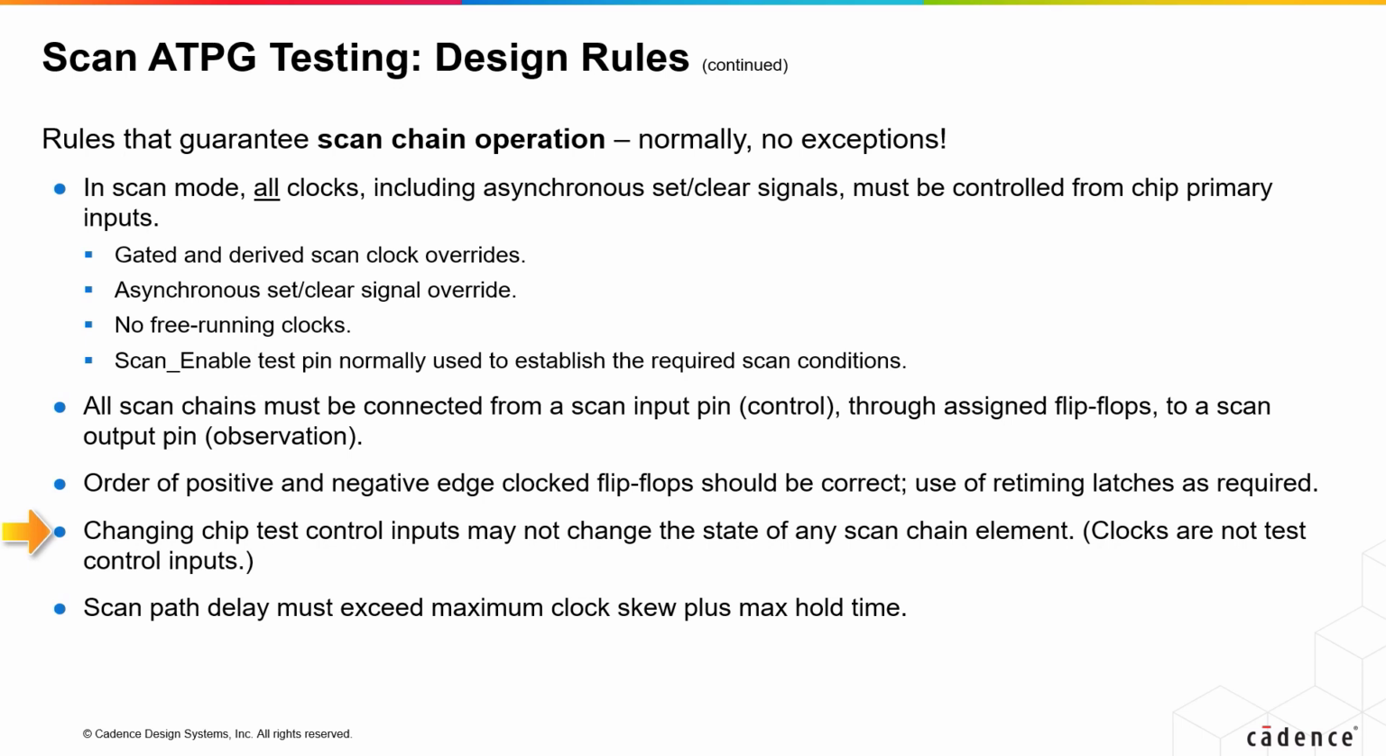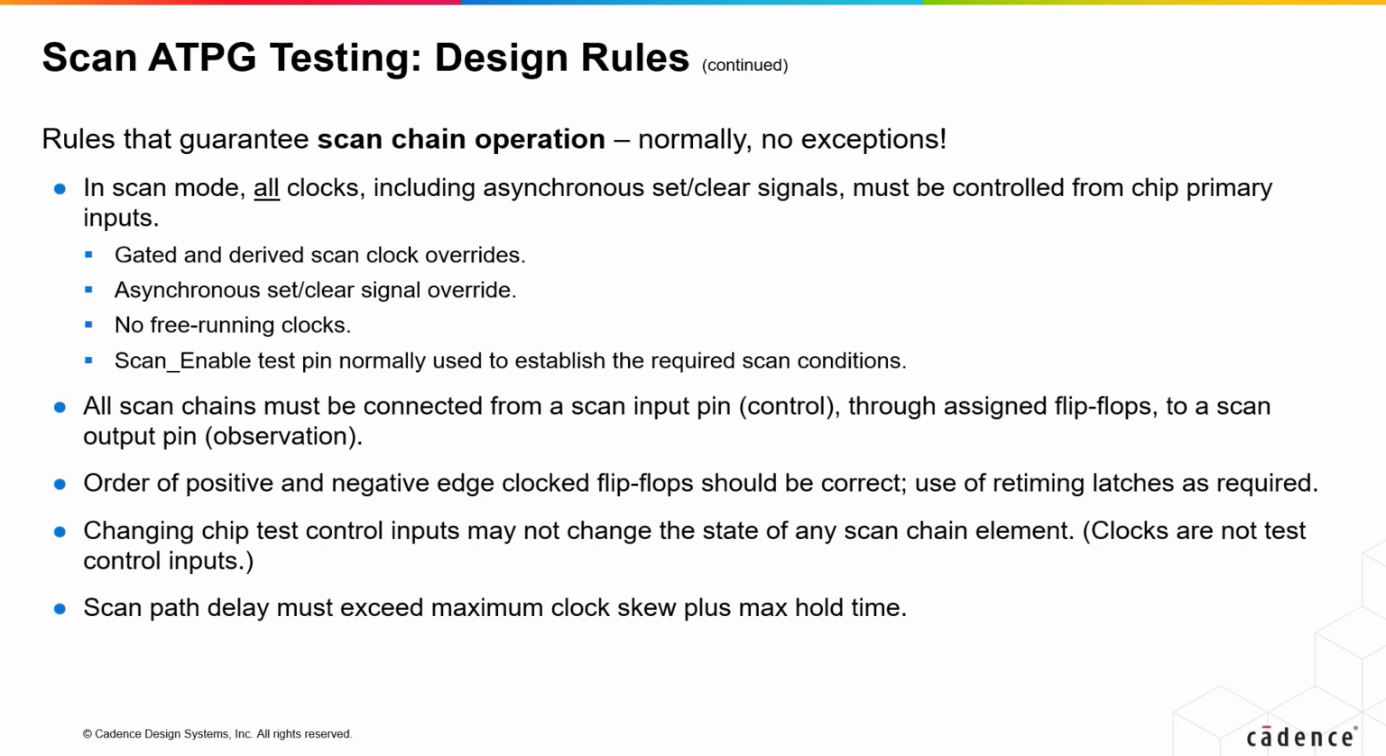This ensures the integrity of the scan data. This is why asynchronous set and clear signals cannot just be negated by scan_enable. Finally, for mux scan type designs, the delay from scan element to scan element in a chain must exceed the sum of the worst case clock skew plus the scan element hold time. This ensures that the data will propagate properly through the scan chains. Where this cannot be guaranteed, retiming latches are added to the scan path to provide controlled timing.